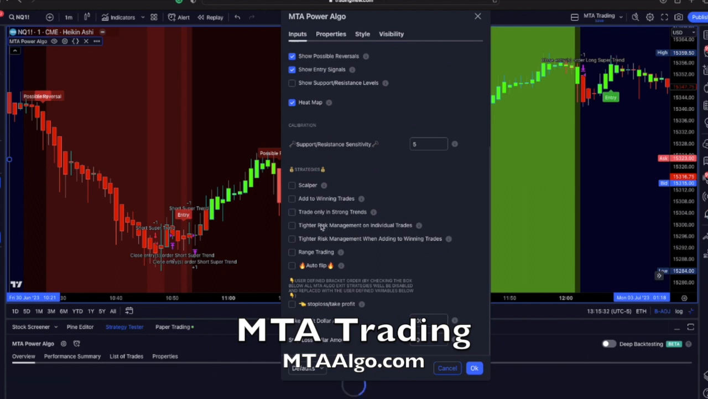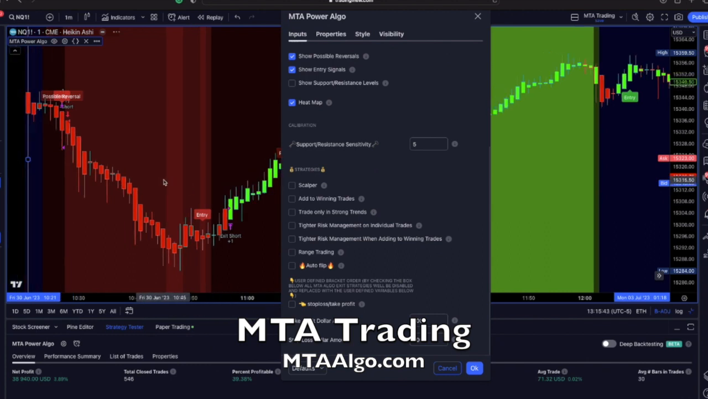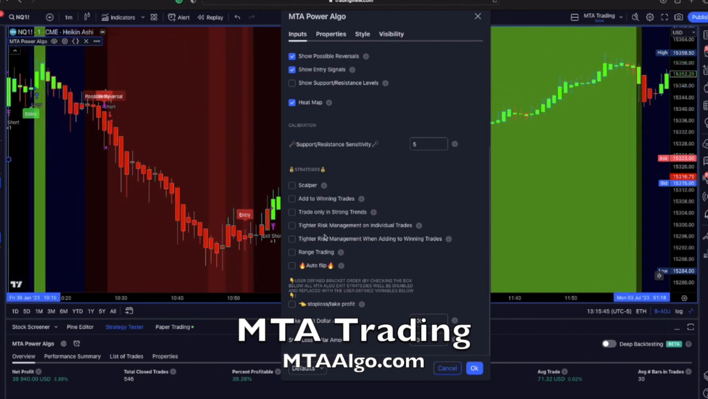Okay, these aren't going to require much explanation, but I will touch on them. So tighter risk management on individual trades. This means every time you get in, it's going to pay attention to a tighter trailing stop that's pre-built in. It's going to allow you to take profits quicker, also exit quicker. Very similar to the scalper, but there are different parameters for each one. Okay, tighter risk management when adding to winning trades.